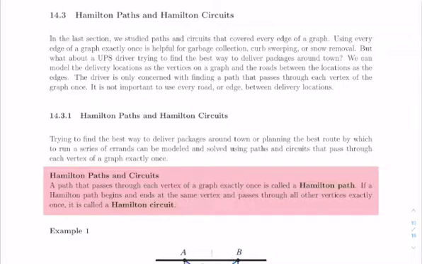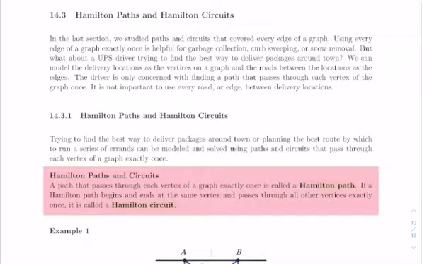We can model the delivery locations as the vertices on a graph and the roads between the locations as the edges. The driver is only concerned with finding a path that passes through each vertex of the graph once. It is not important to use every road or edge between delivery locations.